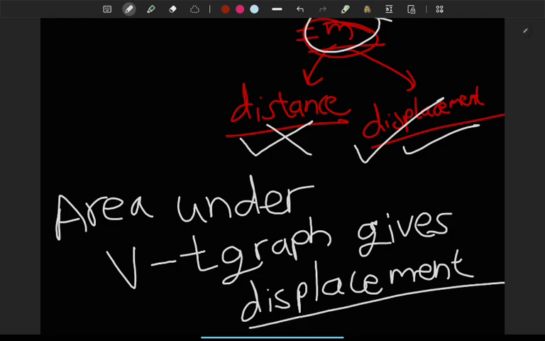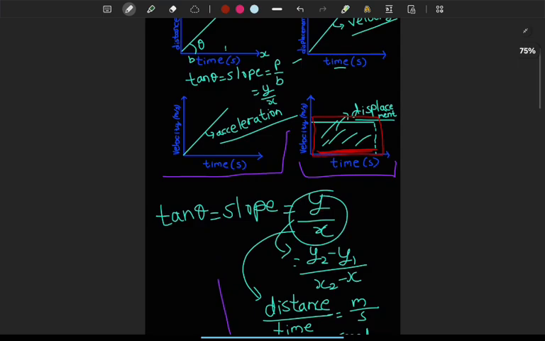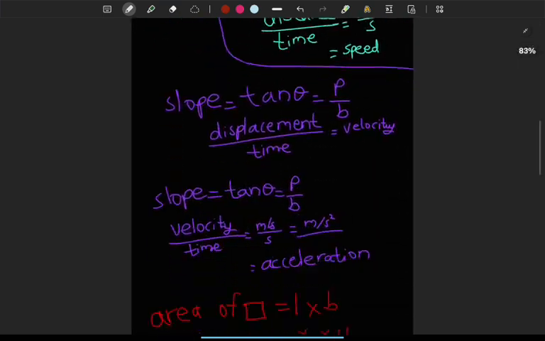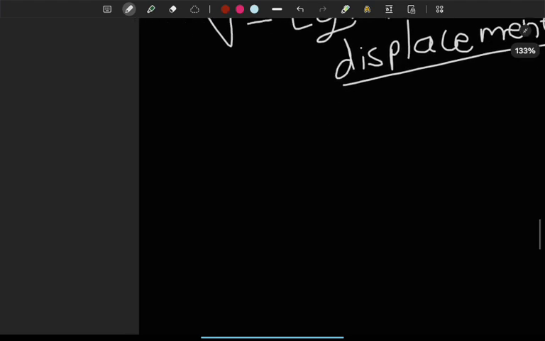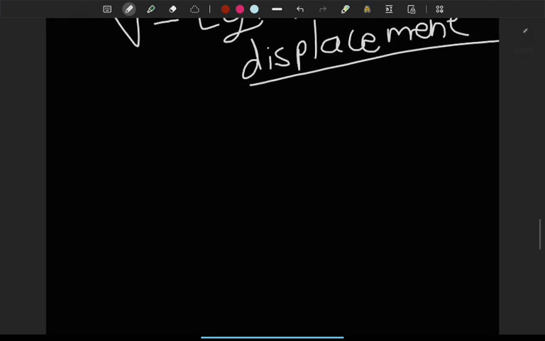Okay, so in the next video I will talk about some other important graphs and tell in which graph what would be the velocity and many other things.